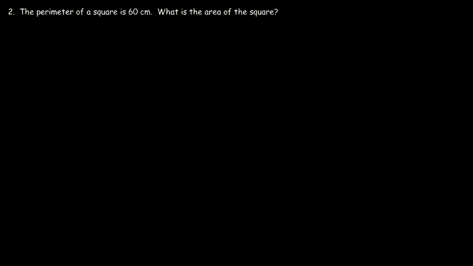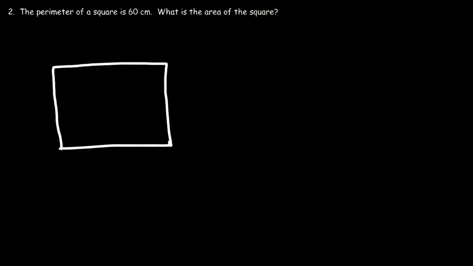Now, here is another problem. The perimeter of a square is 60 centimeters. What is the area of the square? So how can we find the area if we're given the perimeter?